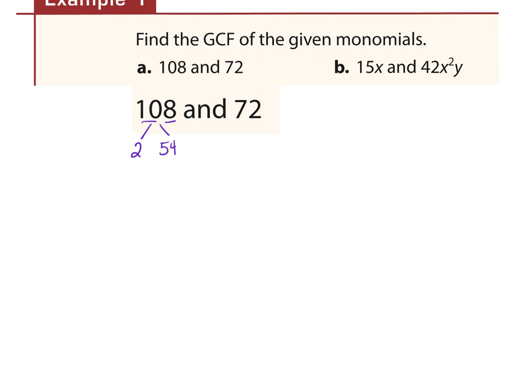And I'm going to do another prime. Well, 54 is also divisible by 2. So I'm going to say 2. And then 27 is not divisible by 2, so my prime that's divisible here would be a 3. Well, 27 divided by 3 is 9. And then, of course, 9 breaks up into 3 and 3.